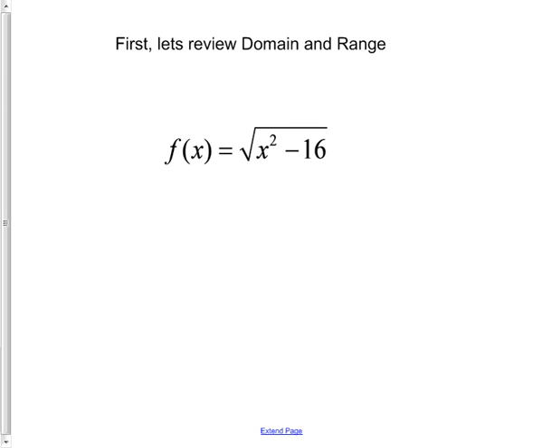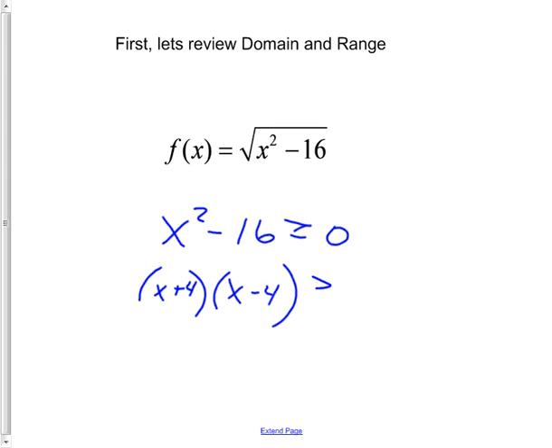Okay, here's what I would have done. Set it greater than or equal to 0. Why could it be 0? Because the square root of 0 is a number. It works. So I can factor it to this, and then I get x equals -4 and x equals 4. Those seem like important points to me.